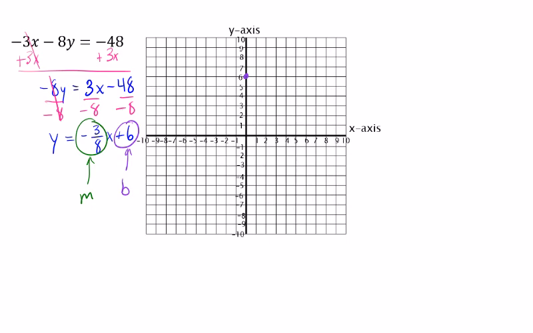So -3/8. So I'm going to go down 1, 2, 3. And I'm going to go right 1, 2, 3, 4, 5, 6, 7, 8. Oops, usually meant to make that green. There we go. And then just connect the dots. All right, don't forget the arrowheads on the end. So that's our line. So get in slope-intercept form, identify the slope and the y-intercept, plot the y-intercept, and use the slope to find the next point, and then connect the dots.